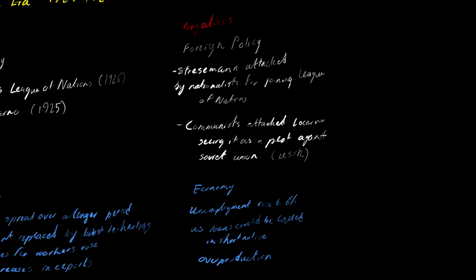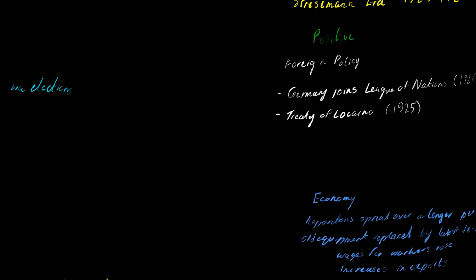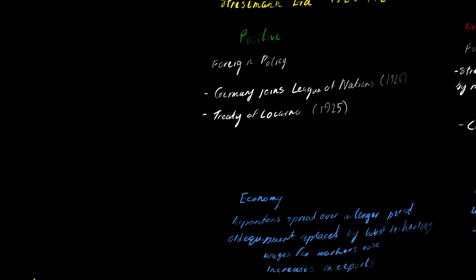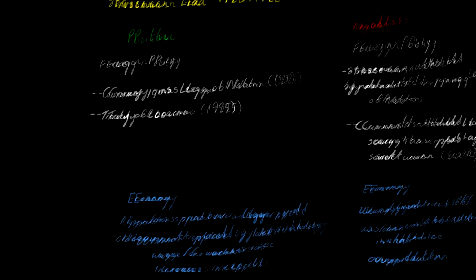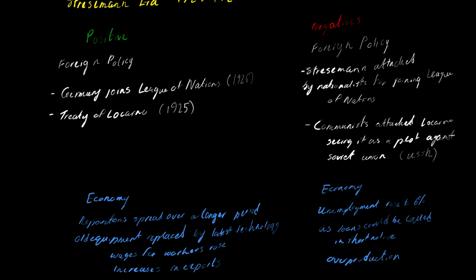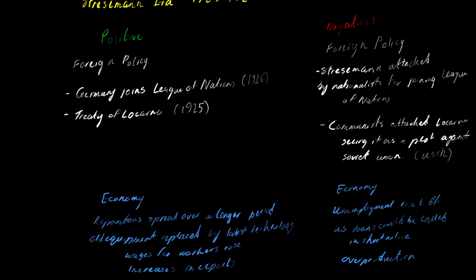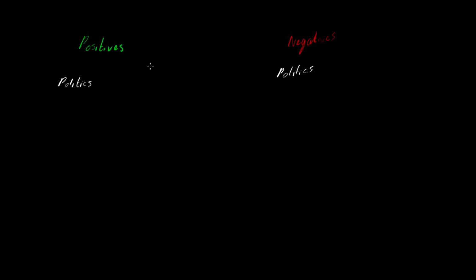We can also look at politics. I've rewritten it so we had more space. So in politics, one great thing is that there were no more attempted revolutions. So he managed to settle everything down, and there was more peace. No more attempted revolutions from those left-wing and right-wing areas. That was a good thing.